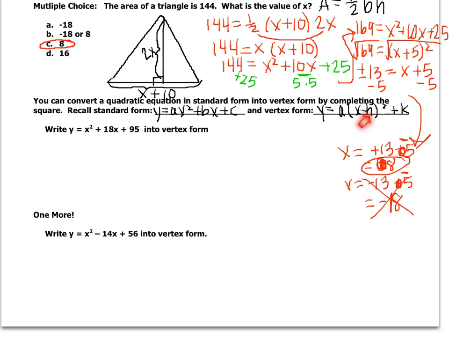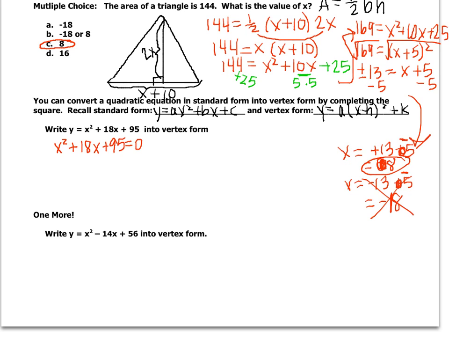h is the x value of your vertex, k is the y value of your vertex. And it tells you how far your graph has moved left or right, or up or down. So let's convert these into vertex form, and we want to do that by completing the square. Okay, so in order to do this, we need to have this equal to 0. So I'm going to put 0 in for y. So x squared plus 18x plus 95 equals 0.